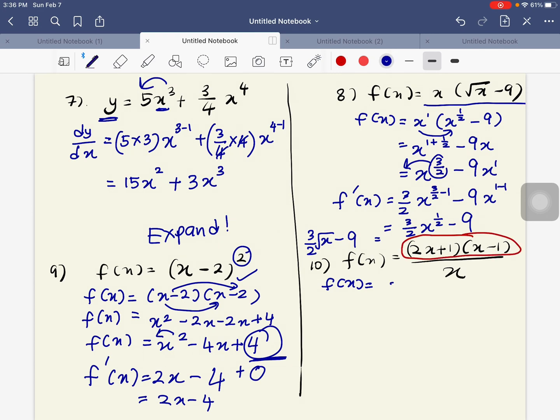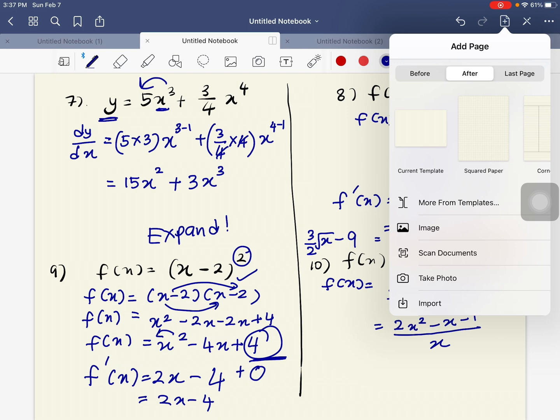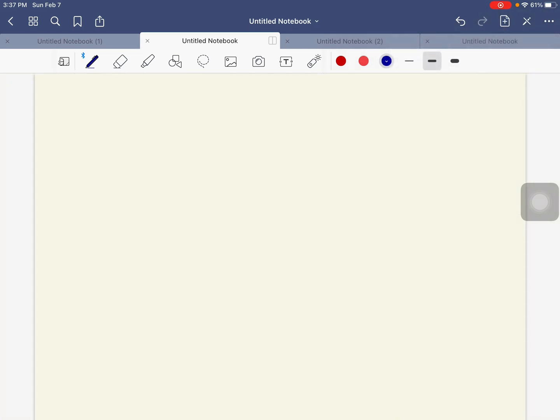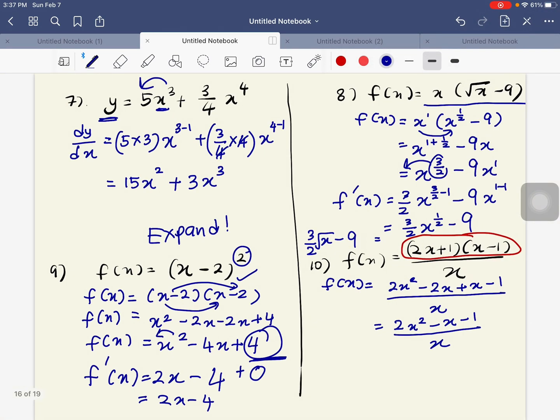Okay. So, dia jadi 2x square minus 2x plus x minus 1 over x kan. So, dia jadi 2x square minus x minus 1 over x. Okay, so I kena buat yang baru kat sini. Okay. So, tadi soalannya. Sekejap.